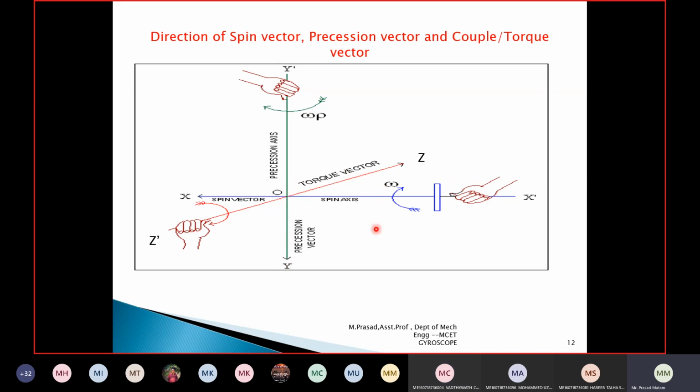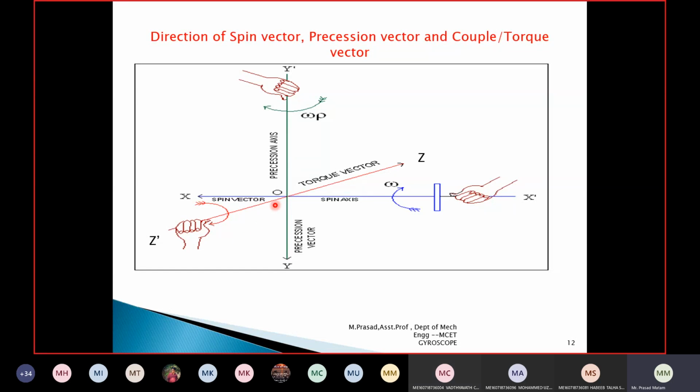So for these two motions, what will happen to maintain stability? A couple vector will act in another direction. Now this couple vector is z, z dash, the couple vector. This is moving in this direction. What I am showing, you can see in my path. This is the motion of the couple vector. If it has to move in this direction, it has to rotate like this. See the arrow mark. It has to rotate in this direction, then only it will move in this direction. Okay. This is the representation of the spin vector, precession vector, and couple vector.